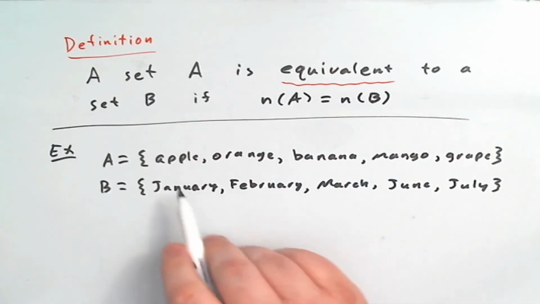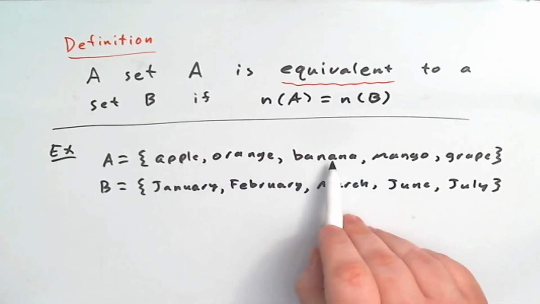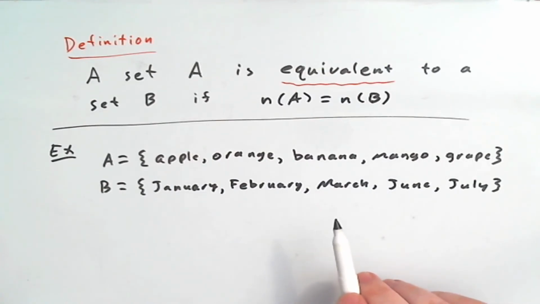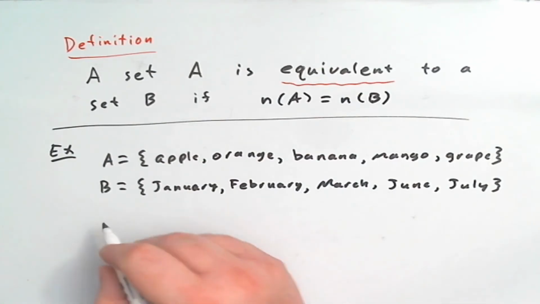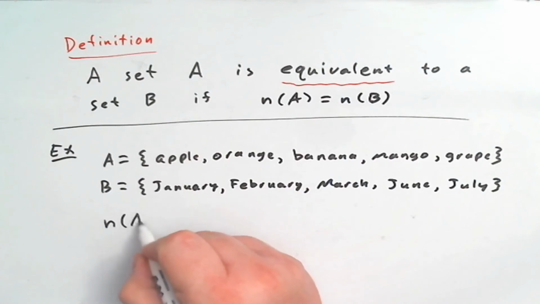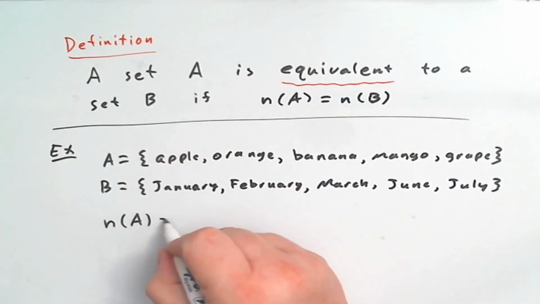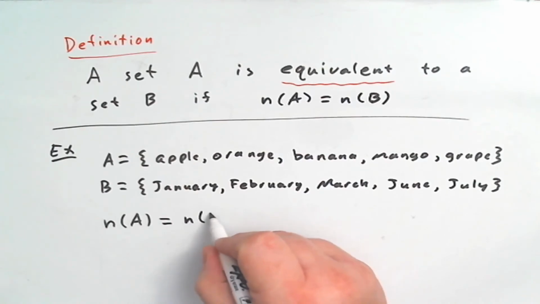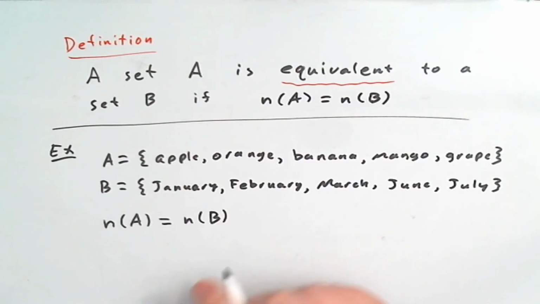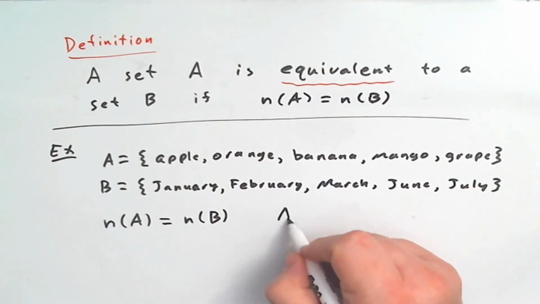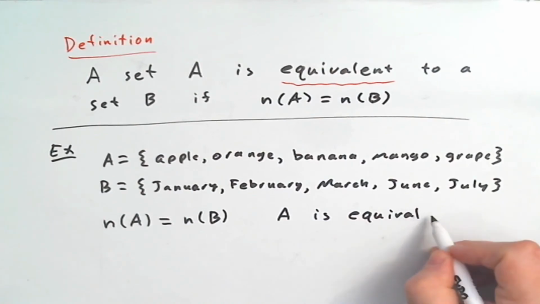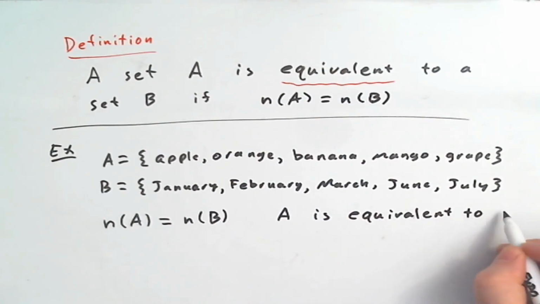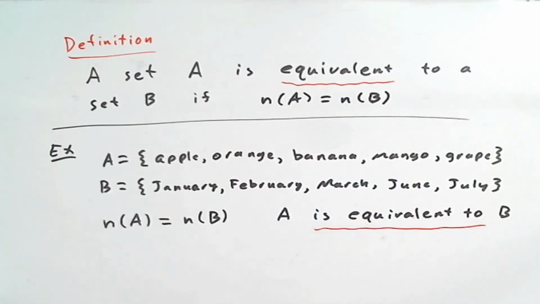However, if you look at the cardinality of A, we have 1, 2, 3, 4, 5 elements. And the cardinality of B is 1, 2, 3, 4, 5 elements. So since the number of elements in A, the cardinality of A, is equal to the number of elements in B, the cardinality of B, then we say that A is equivalent to B.